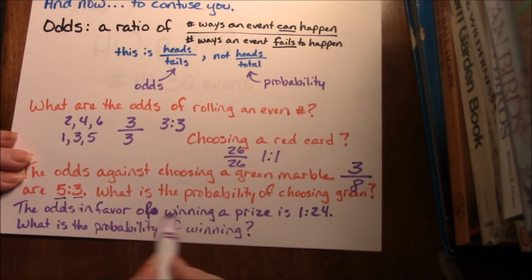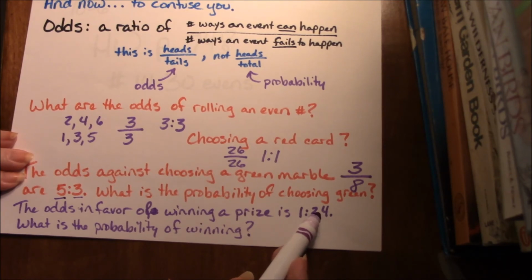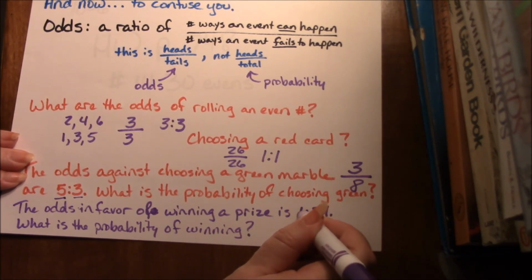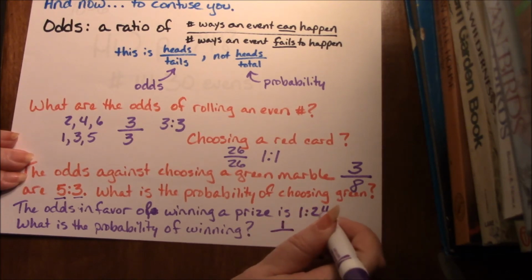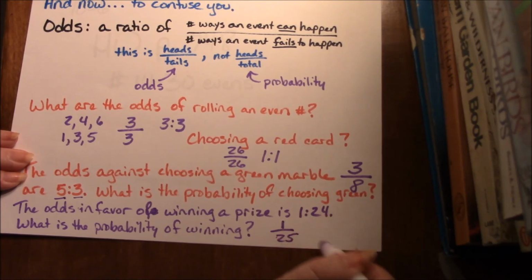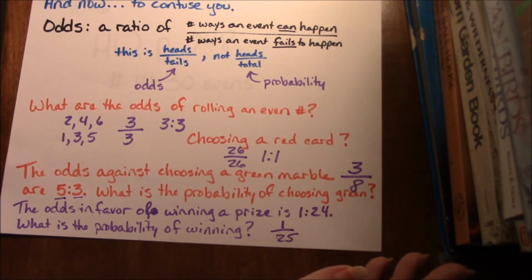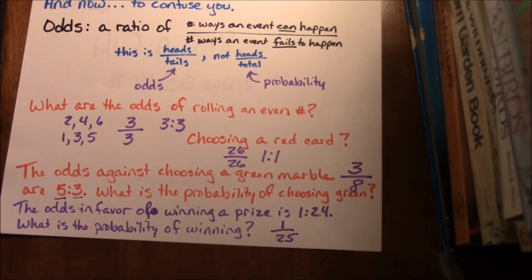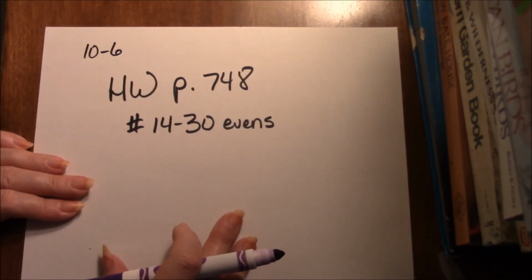The odds in favor of winning a prize is 1 to 24. What is the probability of winning? Well, we know that there's 1 shot at winning and there's 24 shots at losing, so altogether there are 25 shots. There are 25 chances. So 1 in 25 is your probability ratio, and you would then make that a percent. And that is theoretical probability.